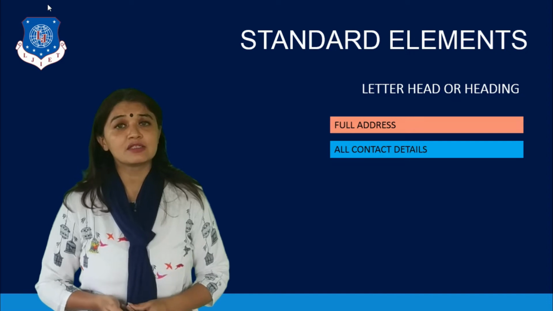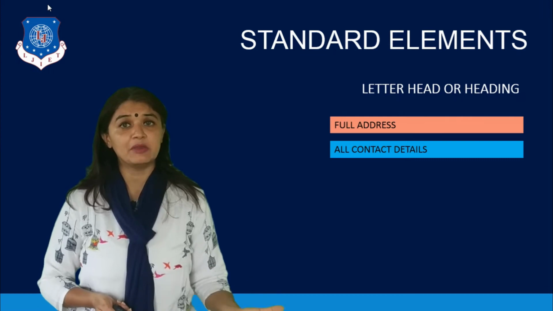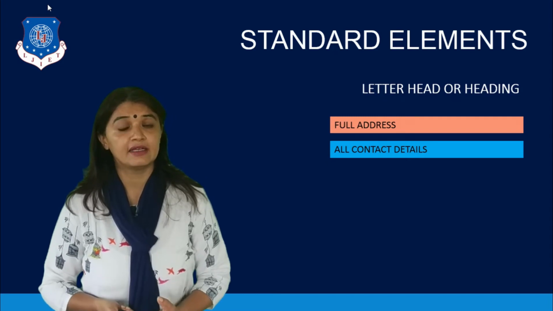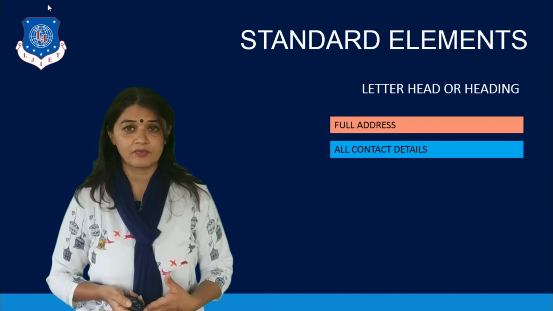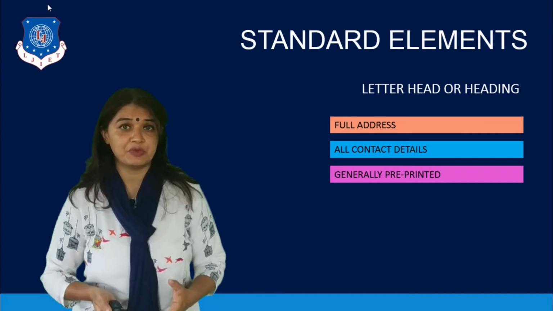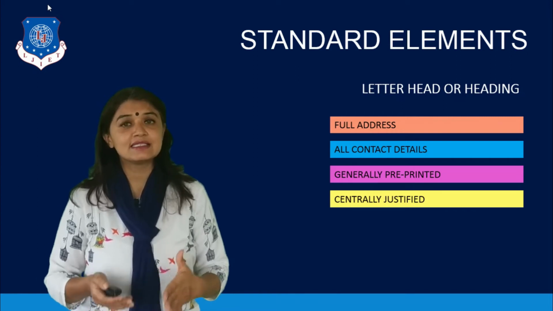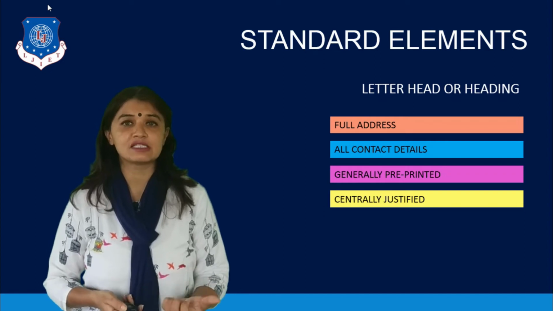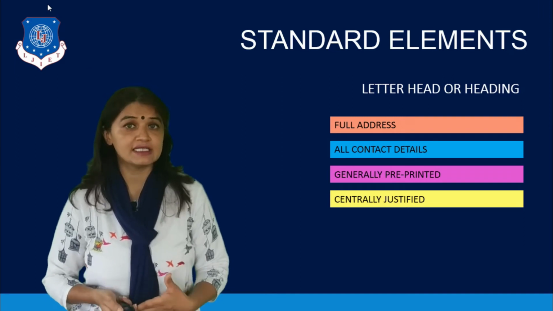The letterhead also consists of all contact details like website address, blog address, email address or fax number. Whatever contact details are there, they are included in the letterhead. The letterhead is also called the heading of a business letter. Generally, the letterhead is pre-printed. All organizations keep their letterheads pre-printed and centrally justified, but some organizations, according to their preference, keep it justified to the left margin. Usually, though, pre-printed letterheads are centrally justified.